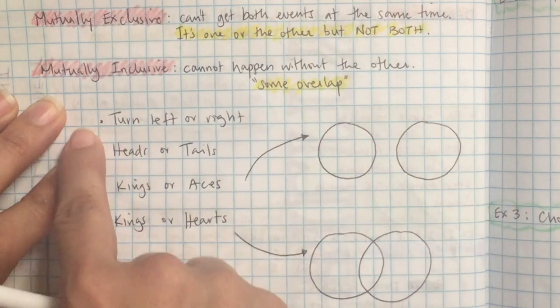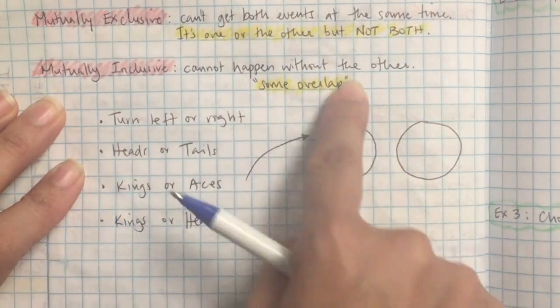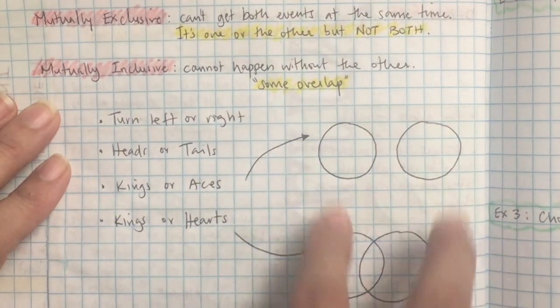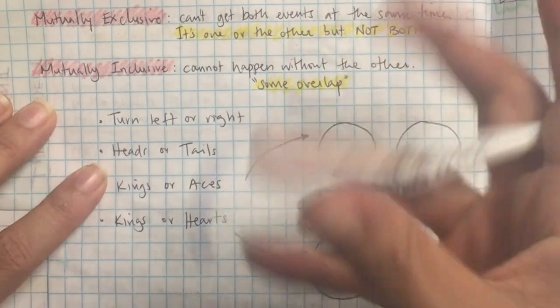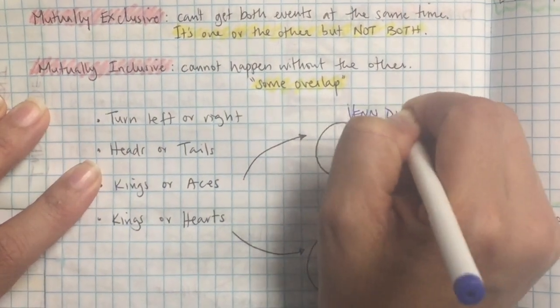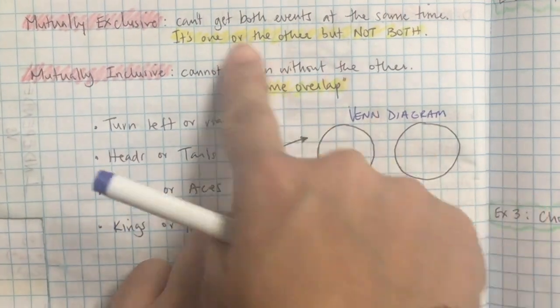So mutually exclusive, you can't get both events at the same time. It's one or the other, but not both. Inclusive, there's some overlap, and one thing can't happen without the other. When you see shapes like this, these are called Venn diagrams, and I'm going to explain how to read them and how to work them out.